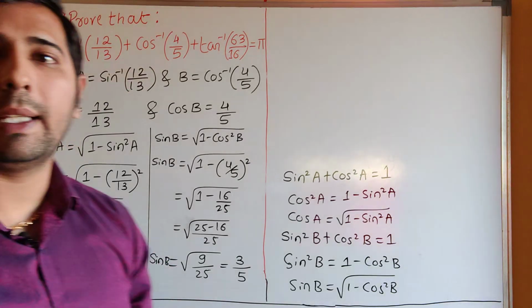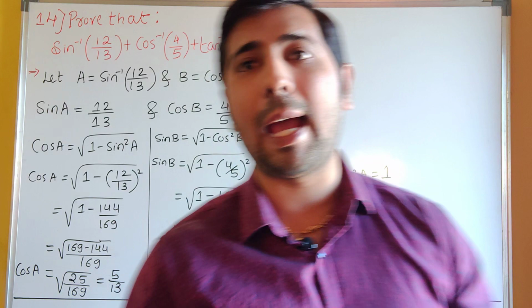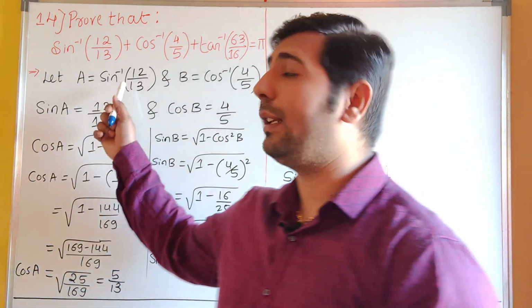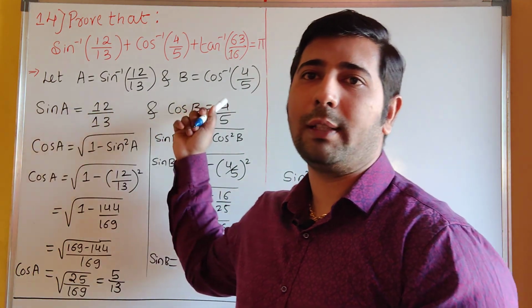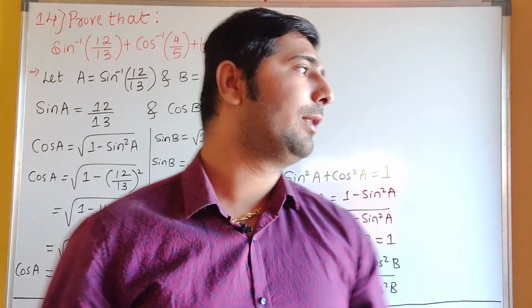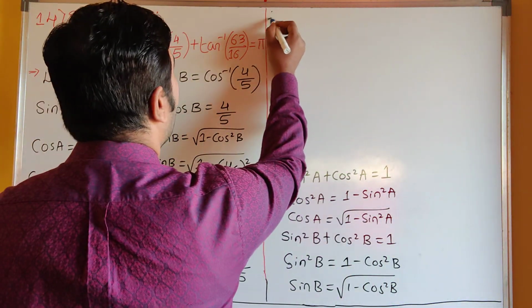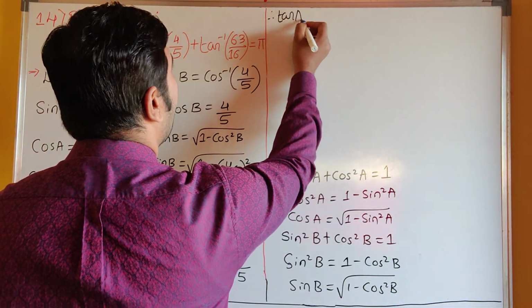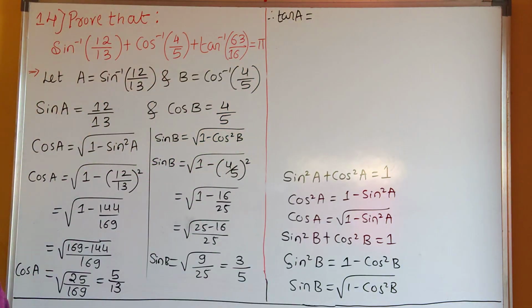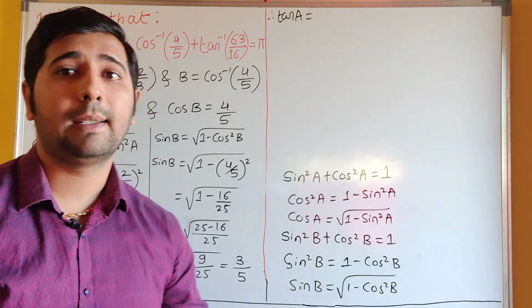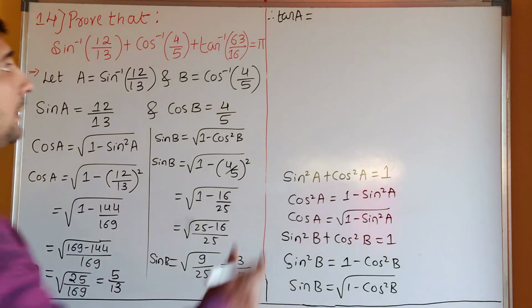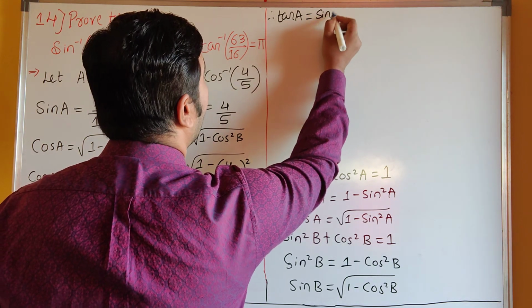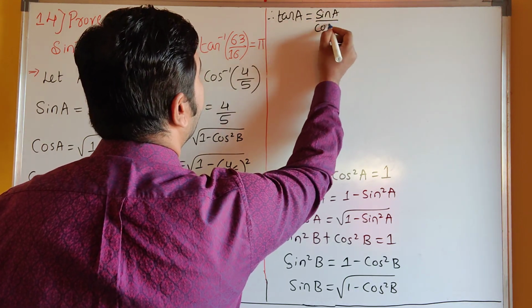Then I have to find what here? Tan A. Because I have to convert this sin inverse to tan, and cos inverse to tan only. So now see. Therefore tan A will become how much? Tan A, dear students, observe. Tan A you have learned in 10th standard. Tan A we can write as how? That is sin A by cos A, dear students.